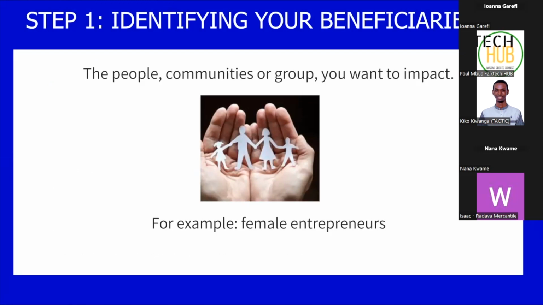So step one, identify your beneficiaries. Who is the group that you want to impact? People, communities, and so on. So for our example, let's take female entrepreneurship. We know that the participation of women in innovation and technology and the digital ecosystem is not as high as men, which is a problem. So let's say that you're a hub and you want to increase the participation of female entrepreneurs in your program. So that's your group, that's your beneficiaries. Impact female entrepreneurs in your city, for example.